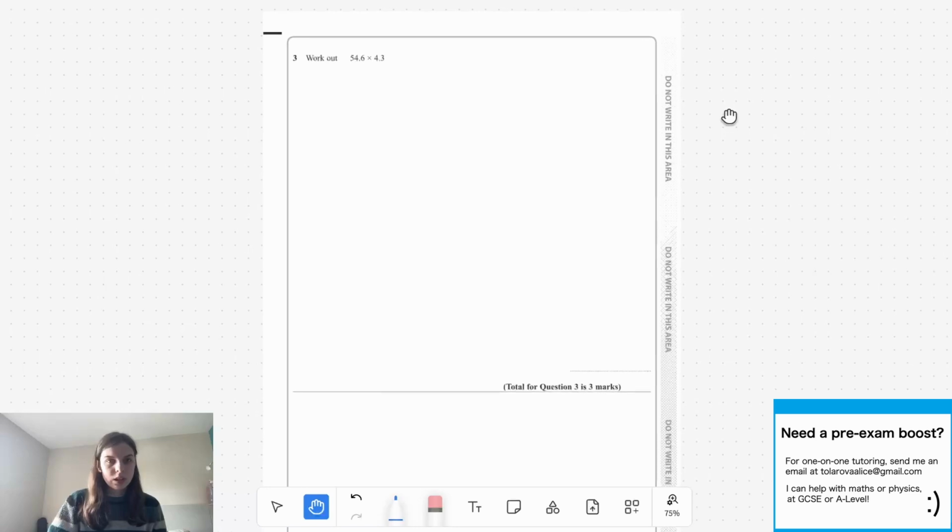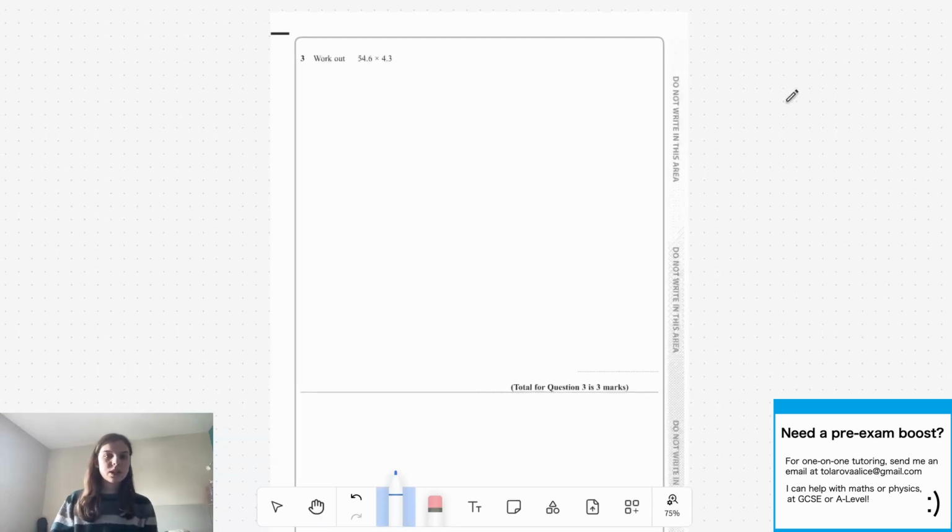Okay. Then let's work out 54.6 multiplied by 4.3. So it's just some long multiplication. Good thing to note here is this is the same as 546 multiplied by 43 divided by 100. So let's write this out and just go through the steps.